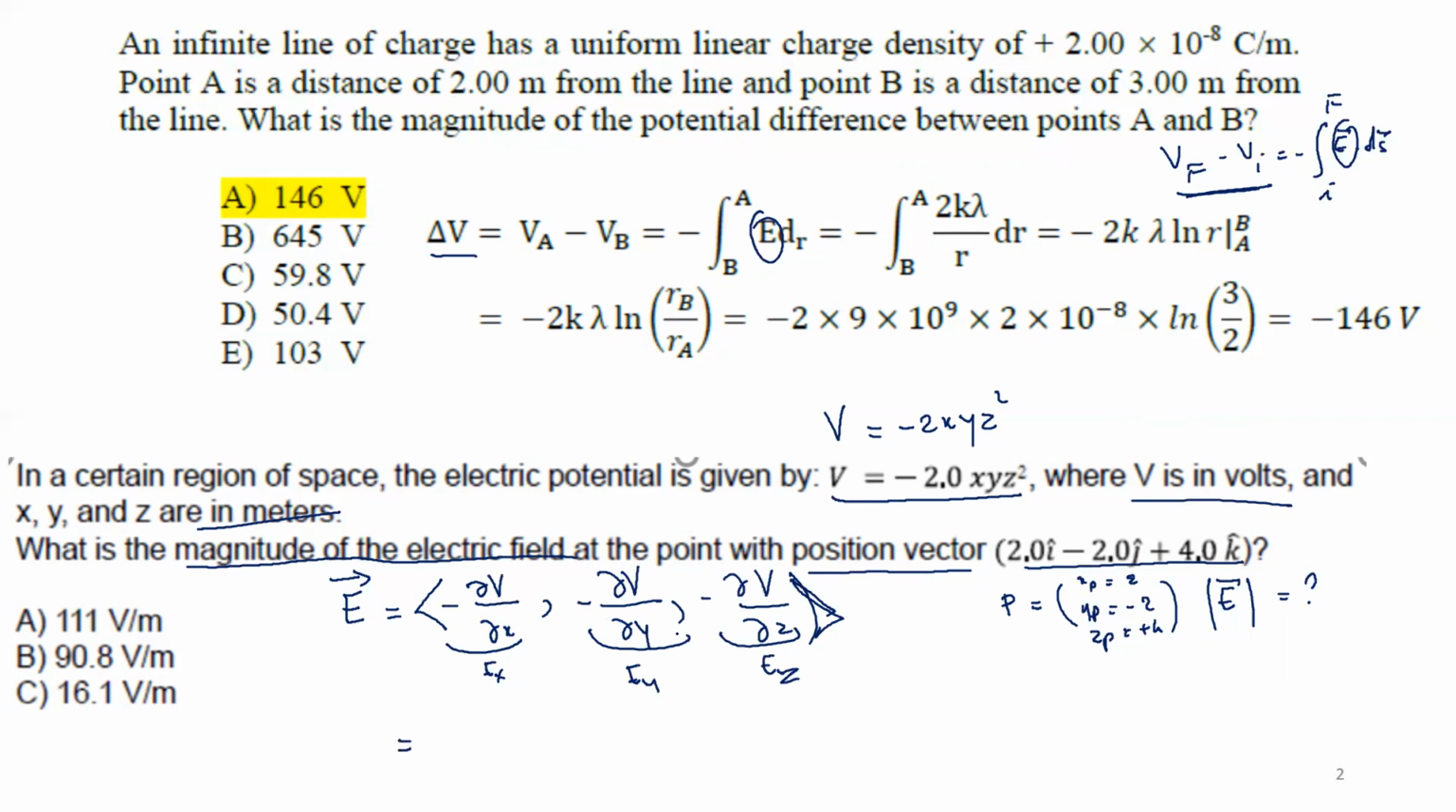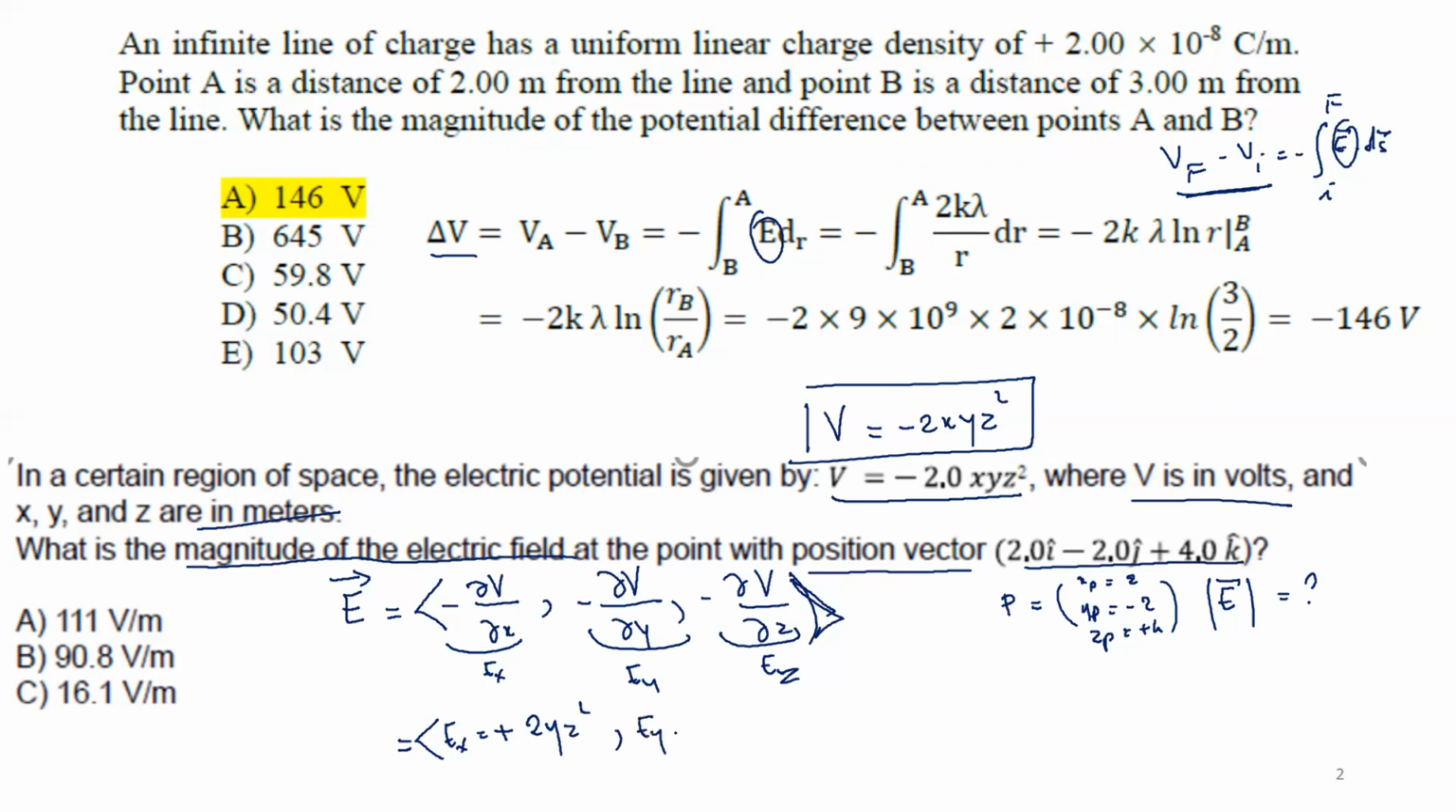So let's take the derivative now. Of course, here we'll have plus. E_X will be minus the derivative of this V with respect to X. Of course, Y and Z are constant. You know how to take the partial derivative, you know this from math, so I will not spend much time. Minus minus will give me plus. If X is the variable, I just have YZ squared. This is my E_X.